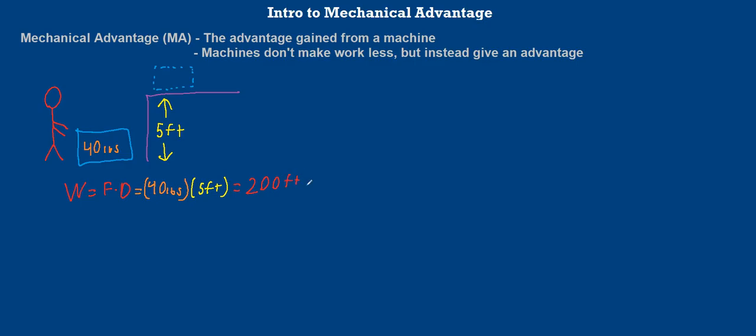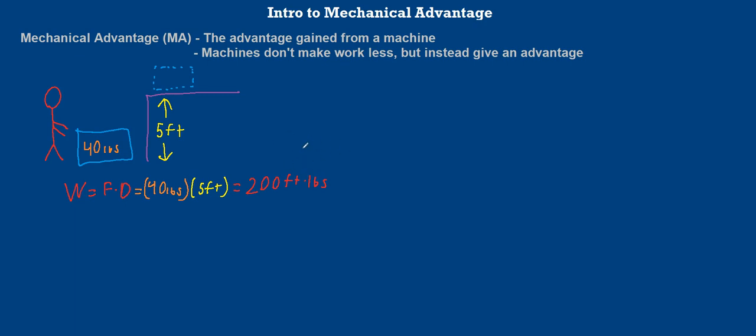What do we mean when we say the work being done is 200 foot-pounds? Well, we mean that it takes 200 foot-pounds of energy to get this box up on top of that platform. And so this is the work it takes, or the energy it takes, to make this happen.